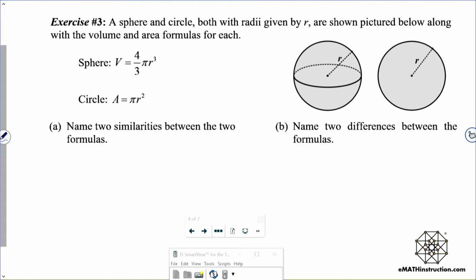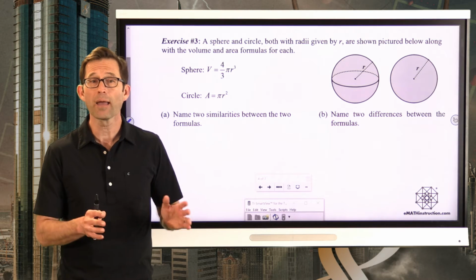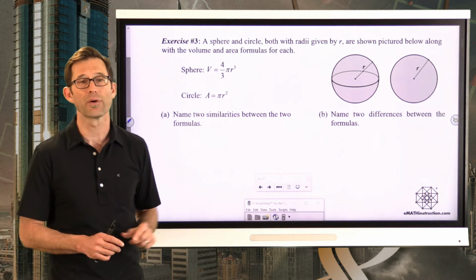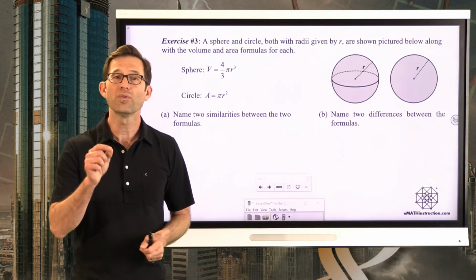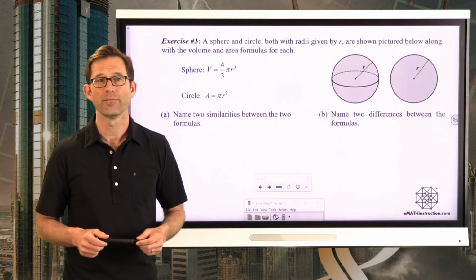A sphere and a circle, both with radii given by r, are shown pictured below along with the volume and area formulas for each, i.e. the volume formula for a sphere and the area formula for a circle. Letter A, name 2 similarities between the two formulas, and B, name 2 differences between the formulas. All right, so I'd like you to do both of these. Compare and contrast. I believe that there are 2 distinct similarities between the formulas and 2 distinct differences. See if you can list them. Pause the video now.